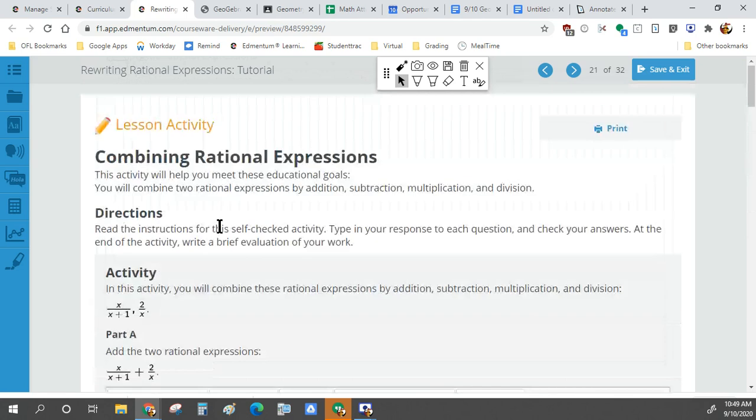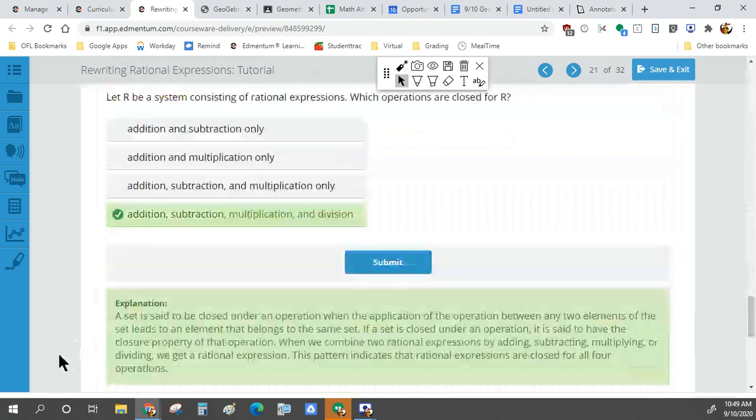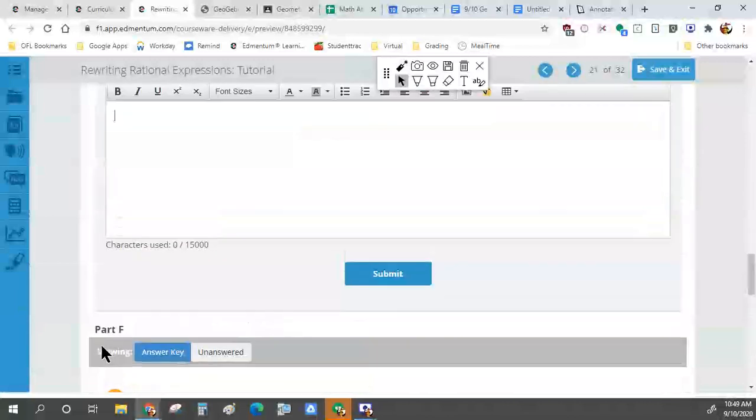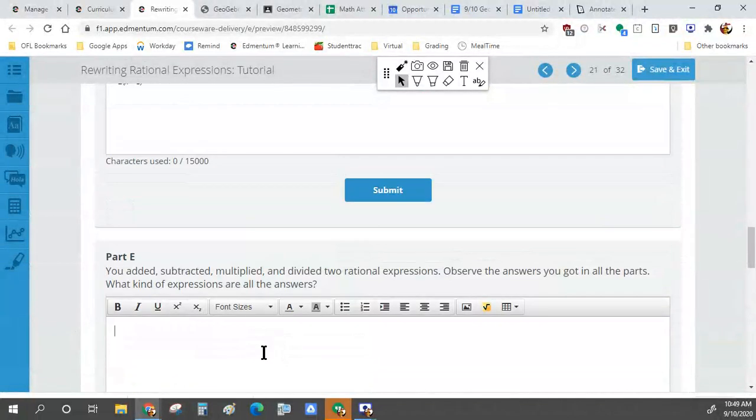So all of the answers are polynomials. All of this, again, we're talking about whether things are closed under polynomials. So yeah, they are all polynomials.